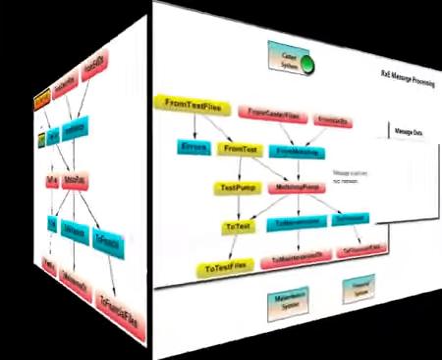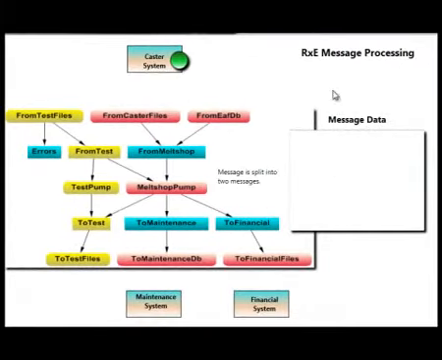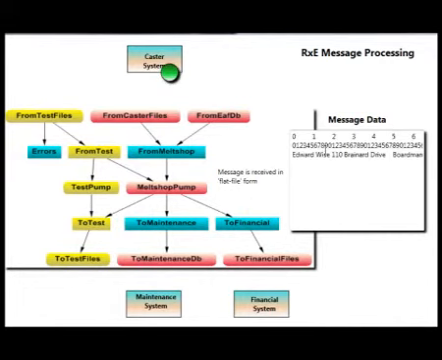To reinforce this concept, let's follow a single message as it goes through an RxE system. Here it's coming from an external caster system, and the message is a little green ball. So first of all, it comes into the caster system as a flat file. Look at the message data on the right.